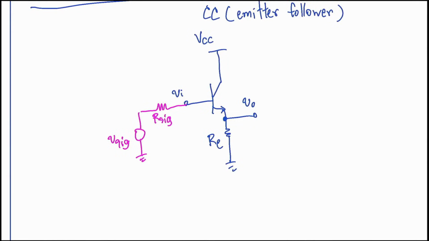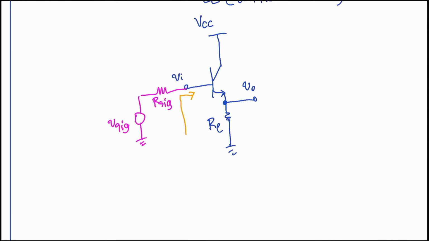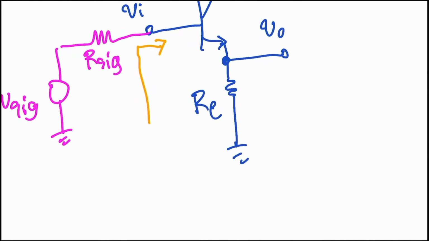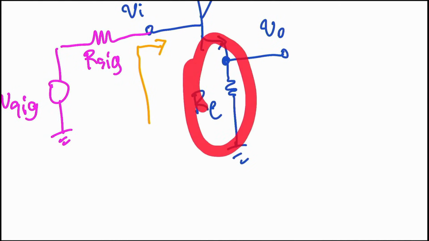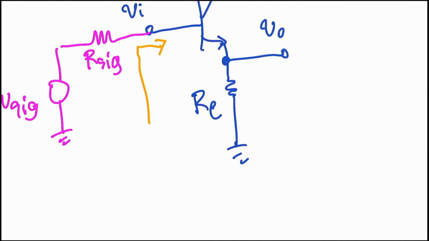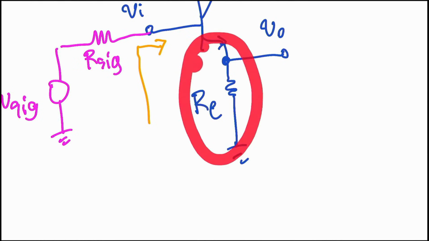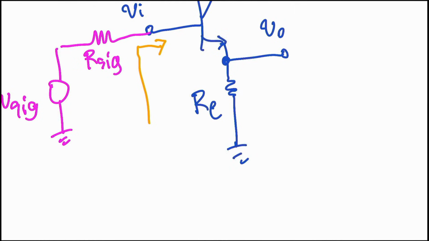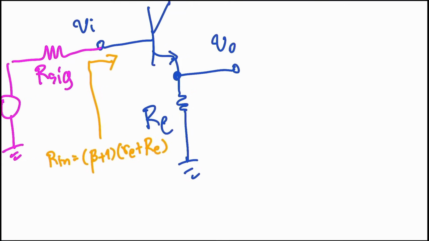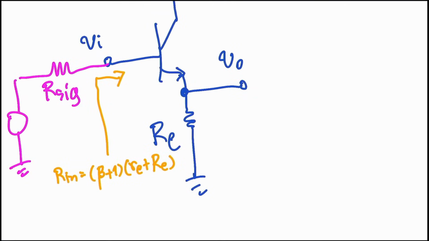Let's look at the R input looking into this amplifier. Remember, I said earlier, if there's an R here, what does that mean for our circuit? It means the resistance on the emitter side will be multiplied by beta plus 1. So mathematically, it equals beta plus 1 multiplied by the quantity of re plus RE. This is a crucial step in understanding the impedance transformation happening within the amplifier stage.